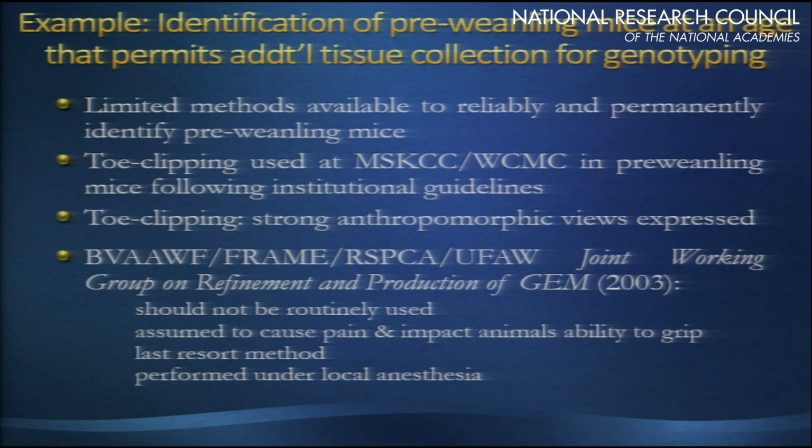But most of you recognize that there are strong anthropomorphic views on this, and many feel that this technique is not humane. As an example, there was a publication out of the UK, a joint working group on refinement and production of genetically engineered mice. It was published in 2003, and I highlighted a couple of take-home points from that publication. It should not be routinely used. It is assumed, and I'm emphasizing assumed, to cause pain and impact the animal's ability to grip. It should be used as a last resort method, and it should be performed under local anesthesia.